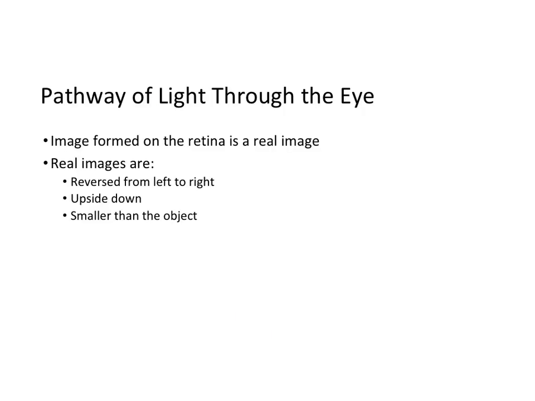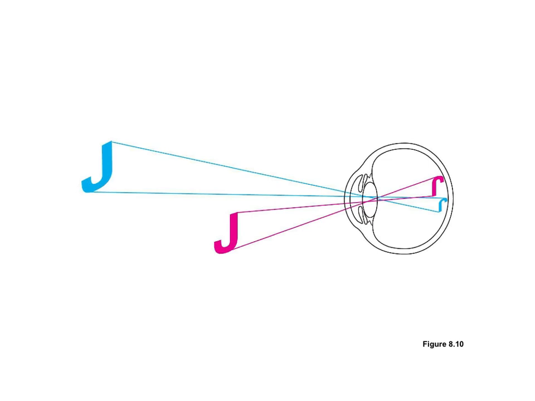The image formed on the retina is what is called a real image. A real image is defined as something that is reversed from left to right, it's upside down, and it's smaller than the actual object that you're looking at. So for example, if you were looking at a picture of the letter J, what you see on the wall appears on your retina as upside down and reversed.